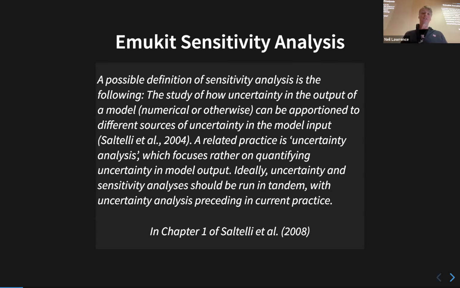A possible definition of sensitivity analysis is the following: the study of how uncertainty in the output of a model, numerical or otherwise, can be apportioned to different sources of uncertainty in the model input. A related practice is uncertainty analysis, which focuses on quantifying uncertainty in model output. Ideally, uncertainty and sensitivity analysis should be run in tandem, with uncertainty analysis preceding in current practice.